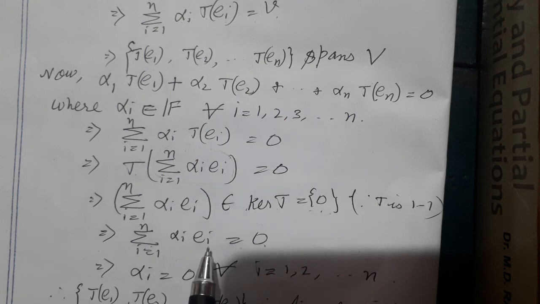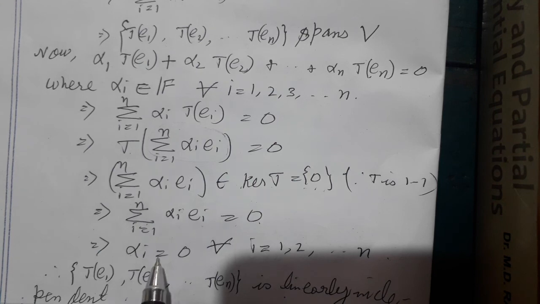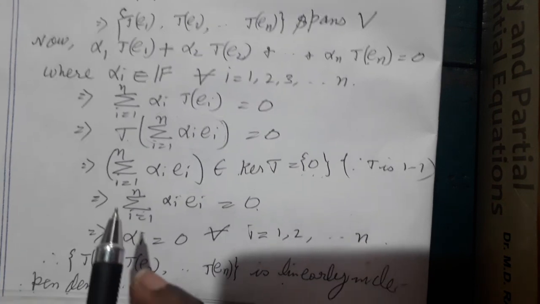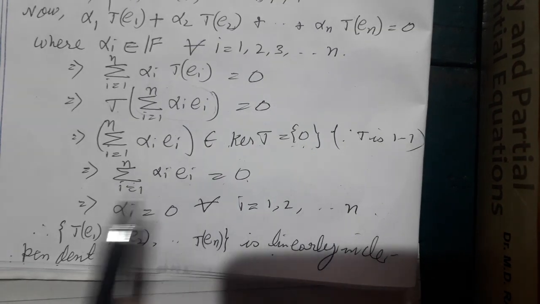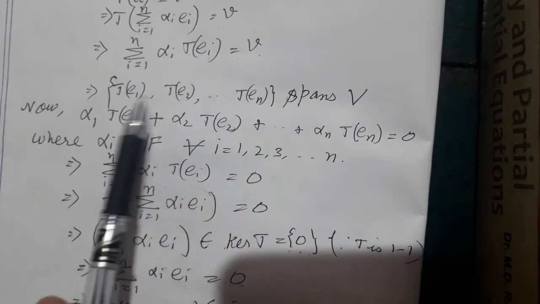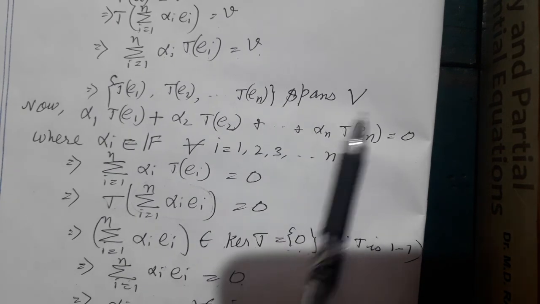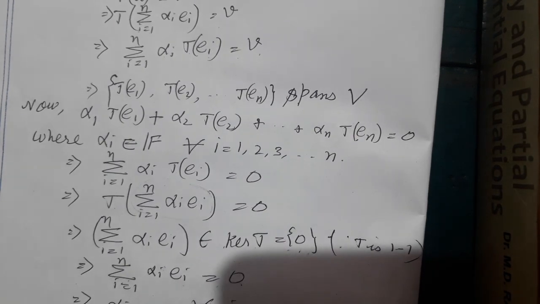So these are a linearly independent set, so the scalars should be 0. So we got alpha_i equal to 0 for all i equal to 1 to n. So we have shown that all the scalars are 0, so this set is linearly independent. Since this spans V as well as is linearly independent, this becomes the basis of V.